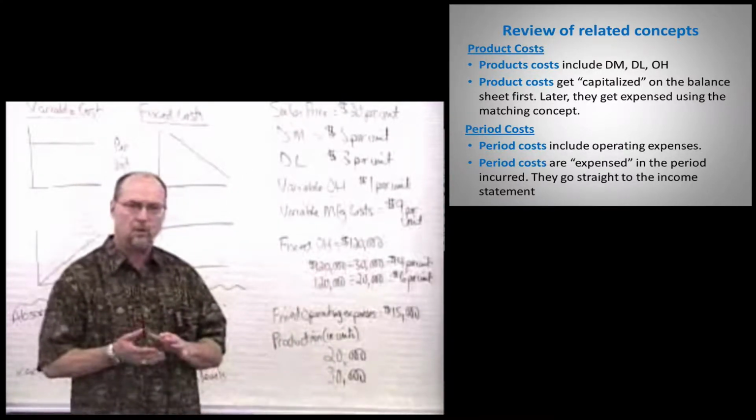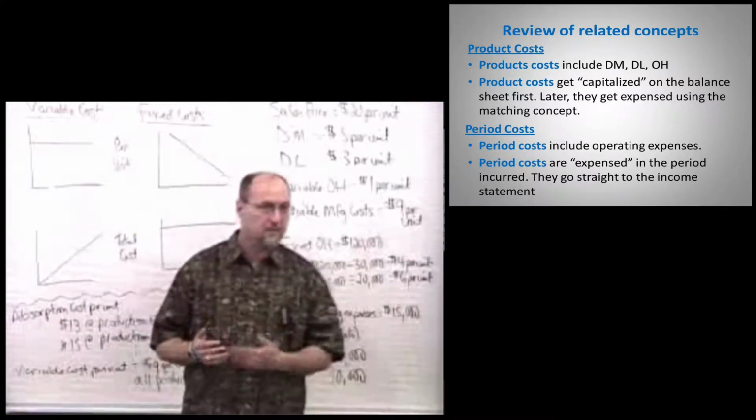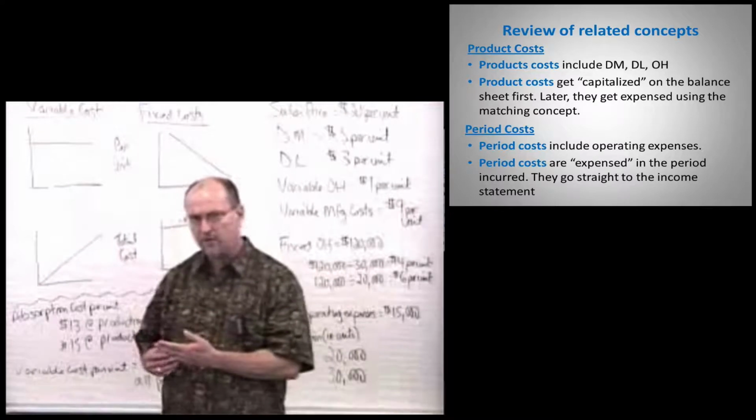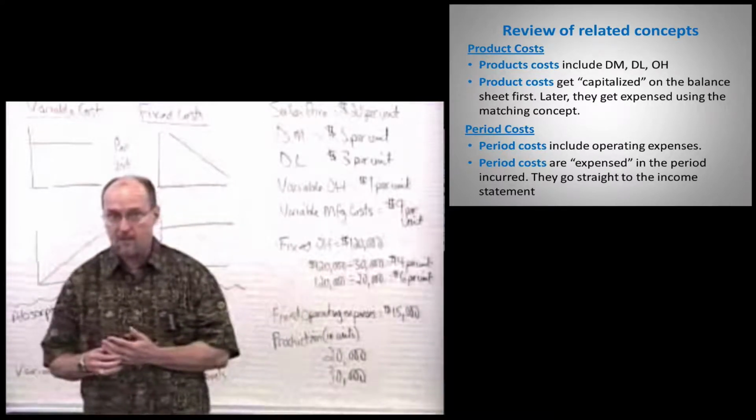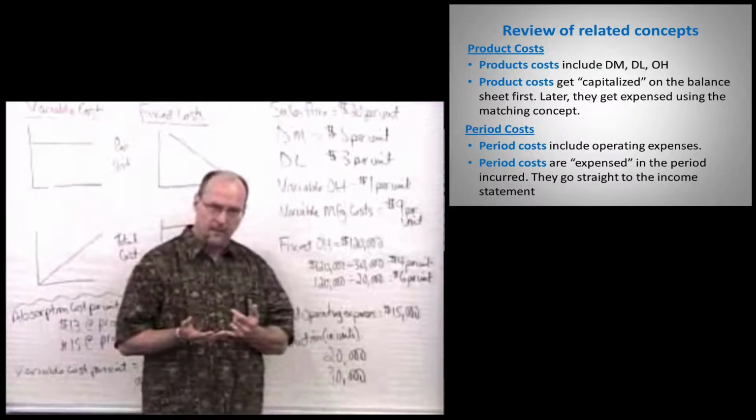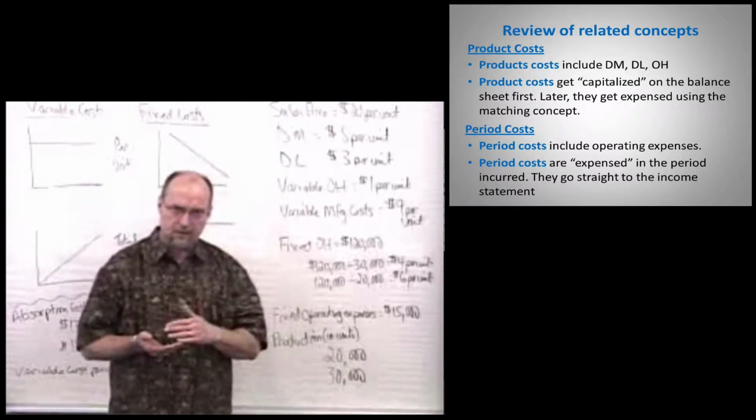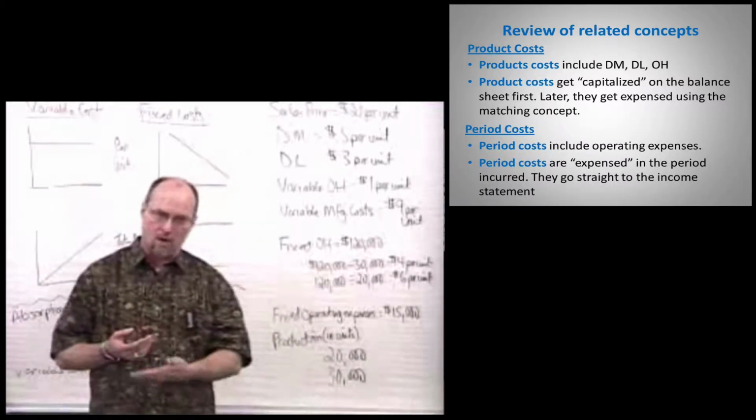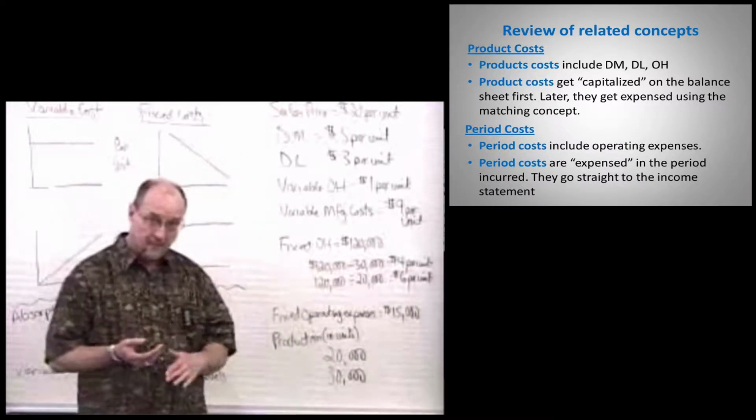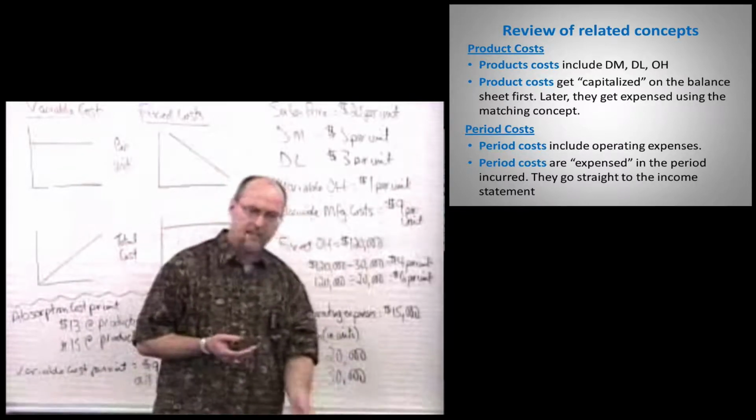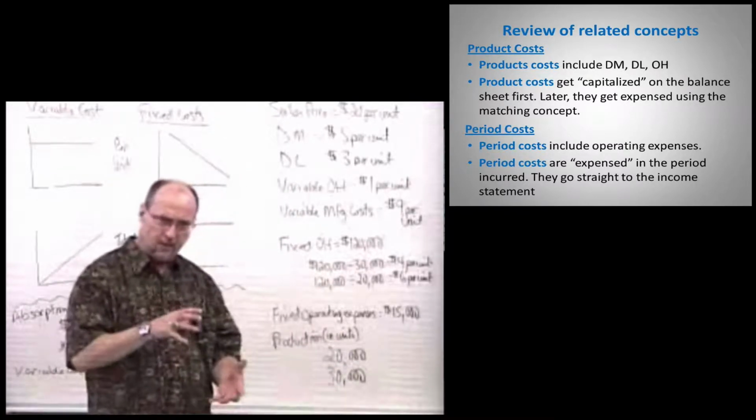Now, I want you to visualize the income statement, the multi-step income statement. We have sales revenue minus cost of goods sold, which is an expense, and cost of goods sold is where our product costs are: direct materials, direct labor, and overhead. Sales minus cost of goods sold equals gross profit, minus my period costs, my operating expenses, selling, general, and administrative expenses, equals operating income, and we don't need to go any further than that. That's really our focus.